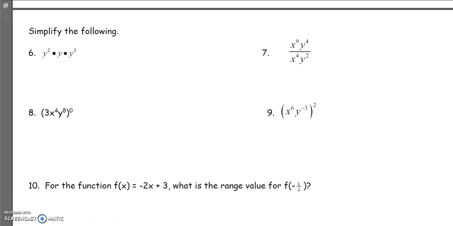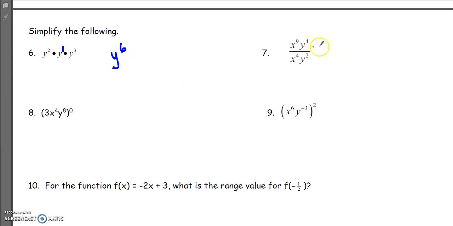Okay, we're going to simplify the following. Number 6. It is a multiplication problem. We have several exponents. So remember, when my bases are the same and it's multiplying, I add my exponents. When there's not an exponent here, there's an understood 1. So my answer here is going to be y to the 6th power, because I added all my exponents.